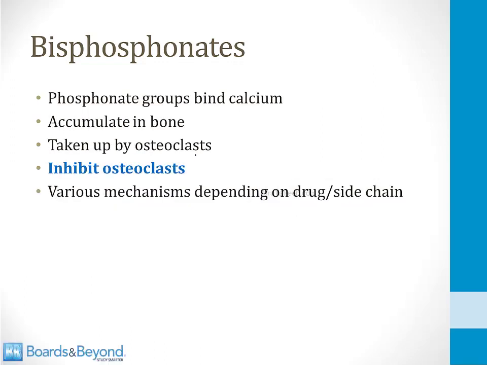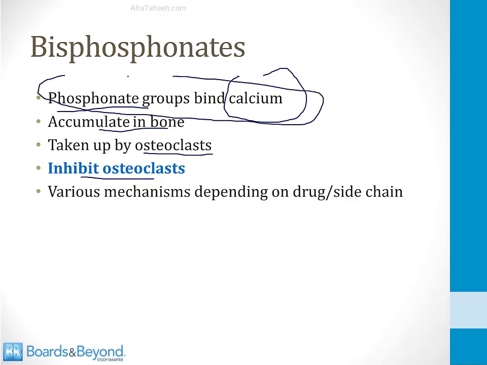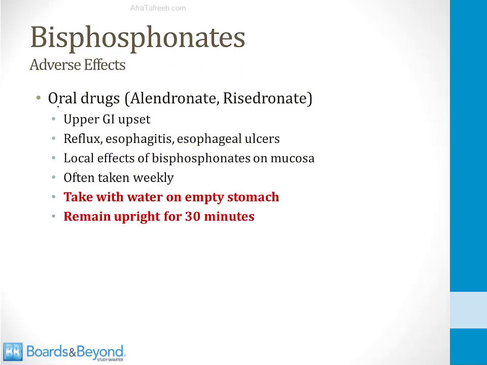The reason these drugs are effective in osteoporosis is because the phosphonate groups bind to calcium, and therefore these drugs accumulate in bone. They are then taken up by osteoclasts, which are trying to break down bone, and when the bisphosphonate drug gets inside the osteoclast, it inhibits the osteoclast's activity. There are a number of mechanisms by which the bisphosphonate can do this. Some of them have to do with inhibiting nucleotide synthesis in the osteoclast, but there are other mechanisms as well. But the key point is that the phosphonate group binds to calcium, and that makes these drugs readily taken up by osteoclasts.